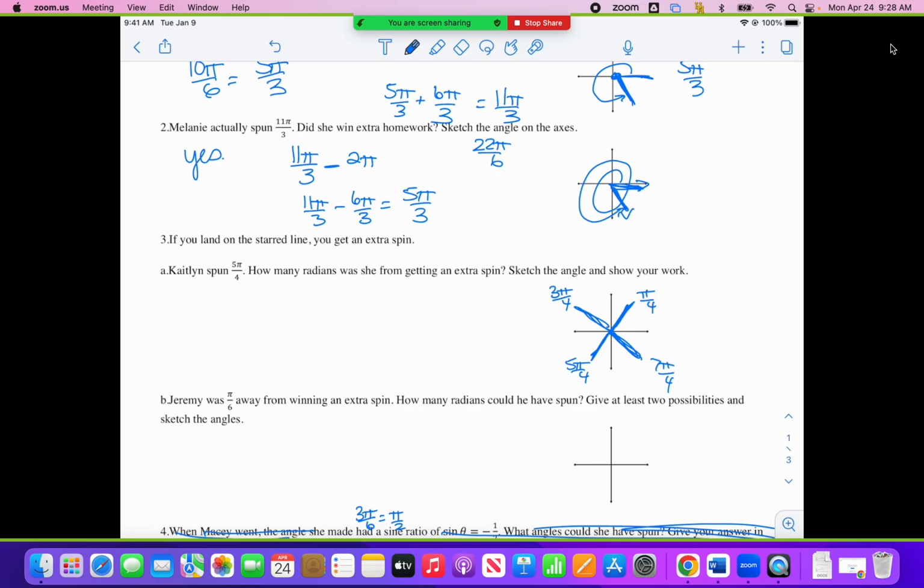So how far away is 5 pi over 4 from getting to the prize line? The starred line. Pi over 4. Now here's how you figure it out. If this is 0 on the right side and pi on the left side, isn't pi 4 pi over 4? So now you can begin to understand why I assigned the homework that I assigned. The adding and the subtracting with 2 pi or pi, because we need this.